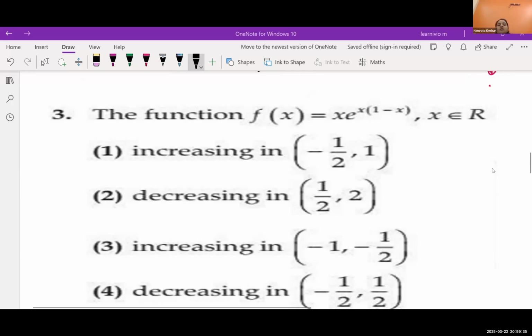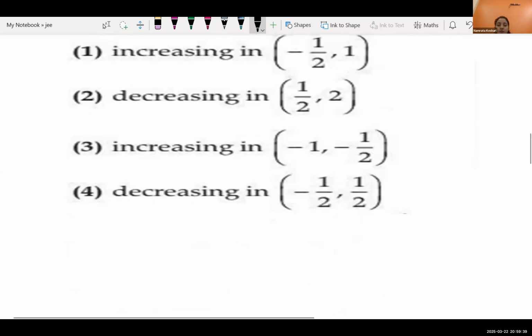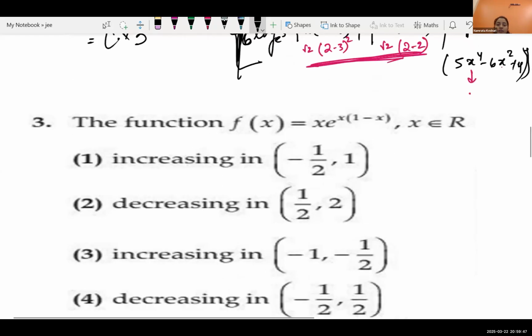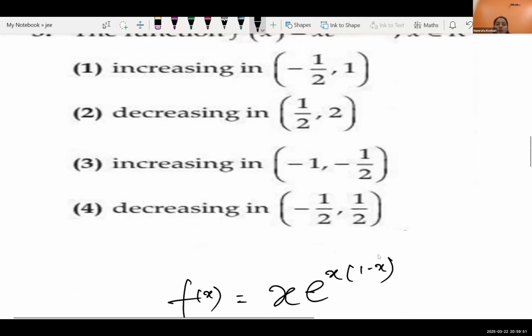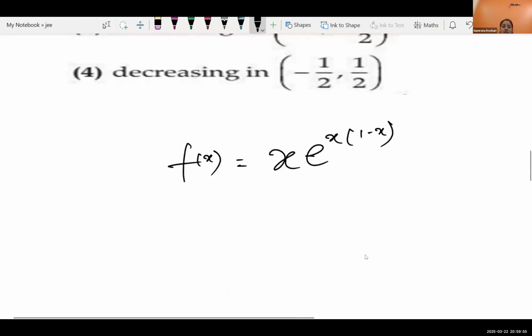The function f of x is equal to x e to the power x(1 minus x). Okay, we have f of x as x e to the power x(1 minus x). Here we have to say in which interval the function is increasing or decreasing. According to the options, we'll be checking. But first let's find f dash x.